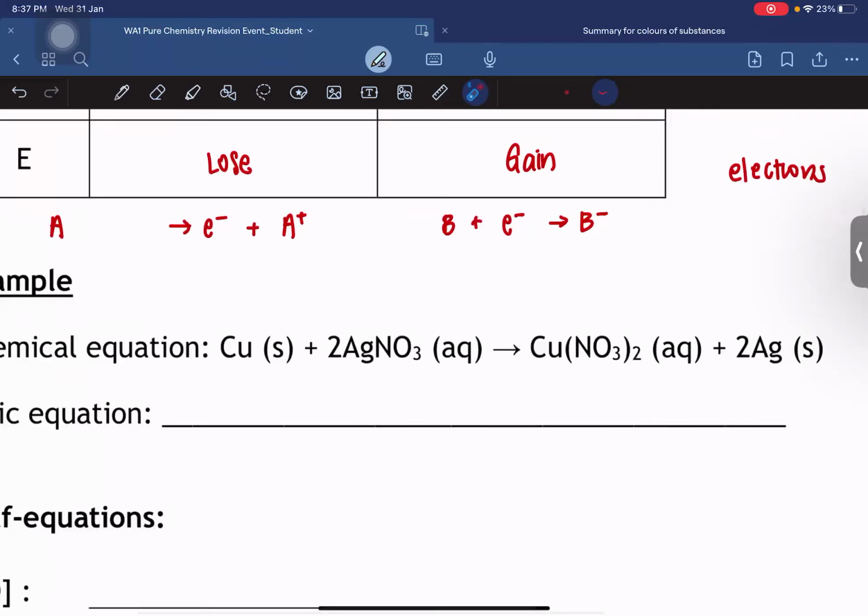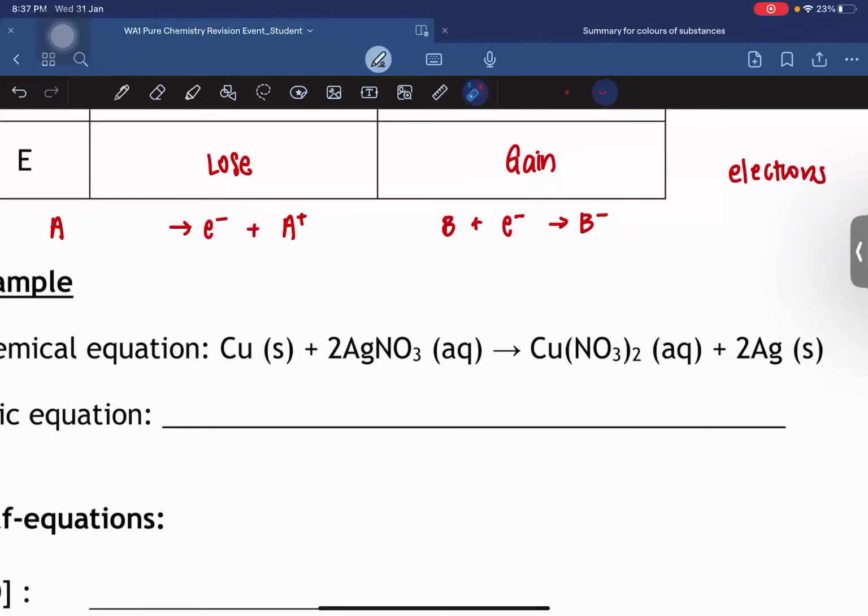Okay, now before we move on even further, let's try to deduce from the oxidation state route. First things first, what's copper's oxidation state? Good, why is copper's oxidation state zero? It's an element, all elements zero. Next, silver nitrate, what's the oxidation state for silver?